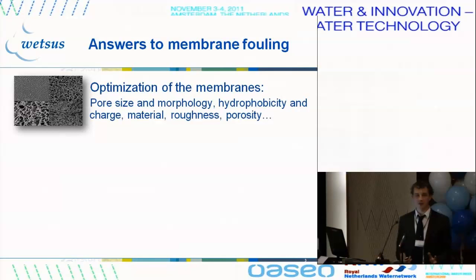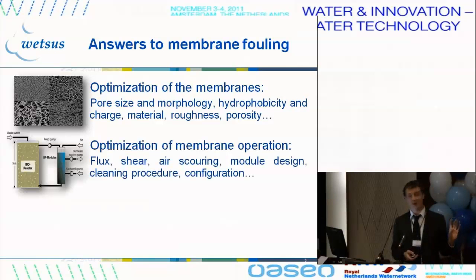We can optimize the membrane. That has been shown already today with, for example, adding micro- and nanoparticles on top of the membrane, but you can also play with the pore size and the morphology of the pores, if they are like funnels or the other way around. Just by designing your pores, you can already play with what kind of fouling you will get, the porosity, the roughness, but that's not what I will present.